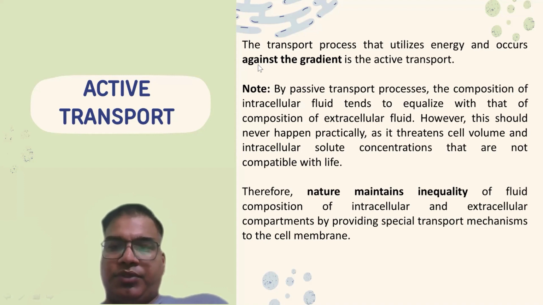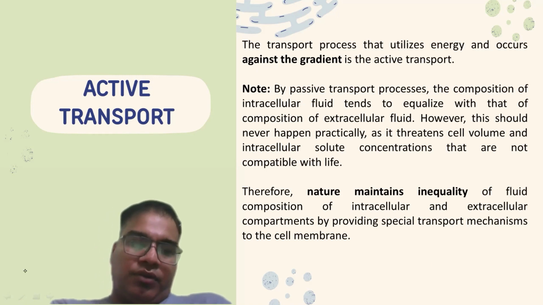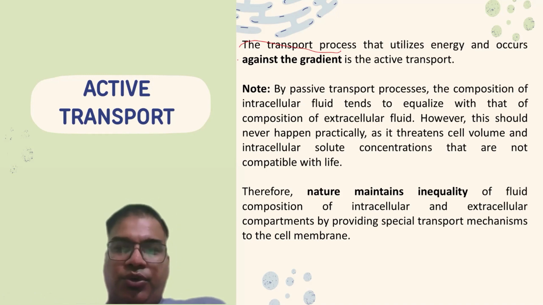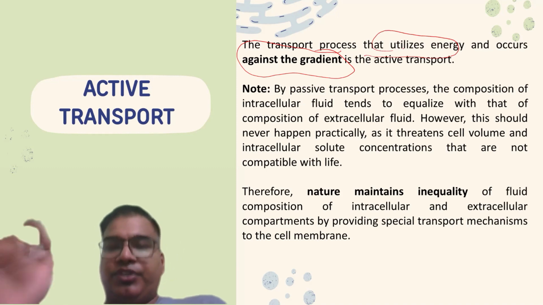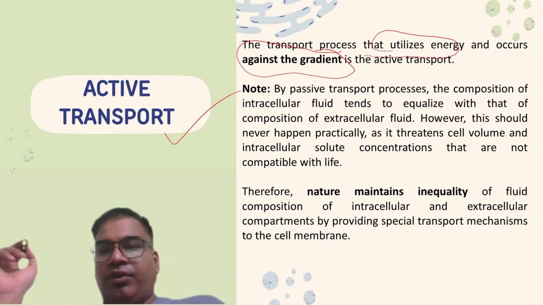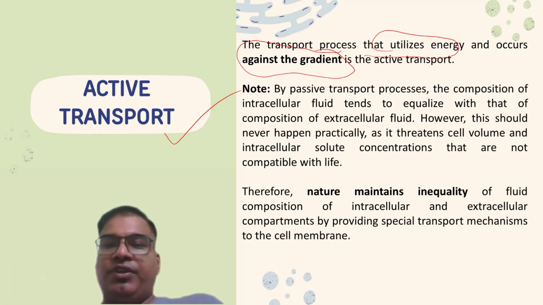As its name suggests, active transport involves a utilization of energy. In the transport process which utilizes energy, and definitely if it is using energy, it is going to be against the gradient. So this one is going against the gradient, and there is a utilization of energy. These are the key conditions in active transport: there should be utilization of energy, and the movement of the ions should be against the gradient.